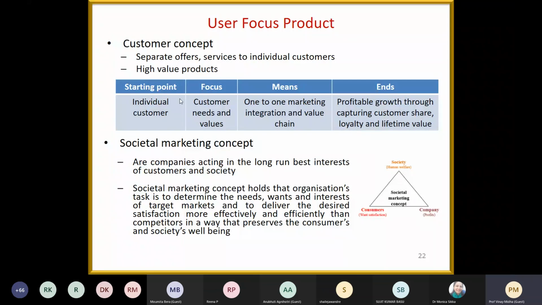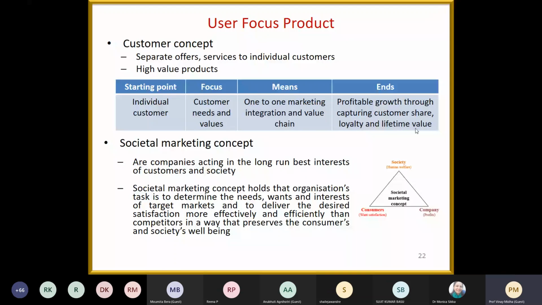That particular product is not available in the market, but it is specifically designed for that particular individual customer. So the starting point here is the individual customer, and the focus is on his needs and values, and the marketing integration and value chains will be the means, and finally the profitable growth will be achieved through capturing customer share, loyalty, and lifetime value. So this is where the markets have now shifted.